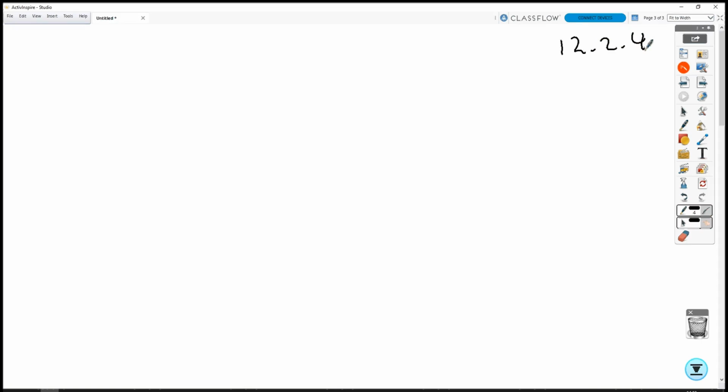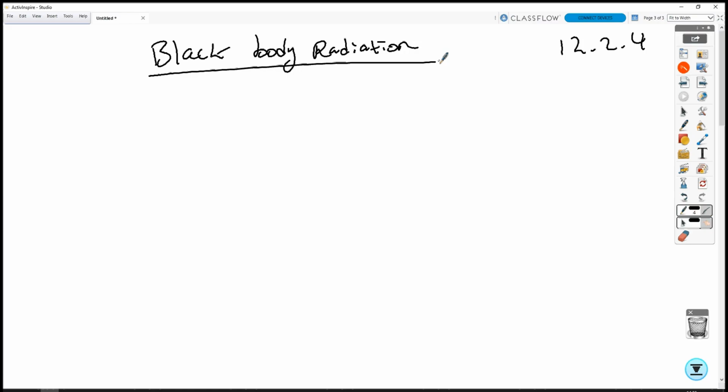12.2.4 Black body radiation. If you've got an opaque object, opaque objects can absorb, emit, and reflect electromagnetic radiation. They do not transmit any electromagnetic radiation. So let's start with that.